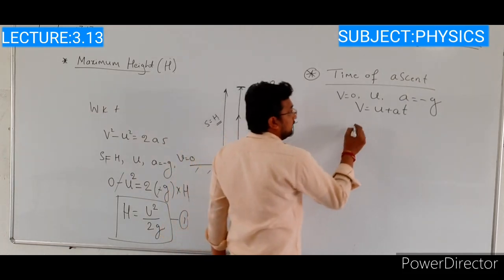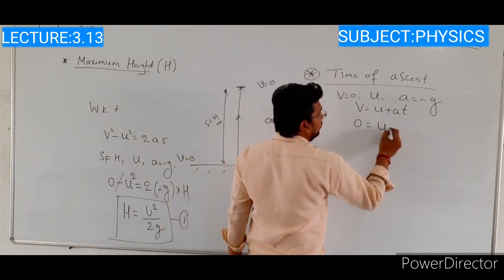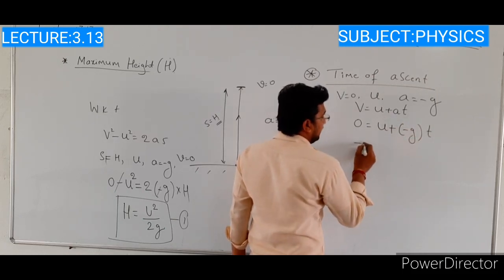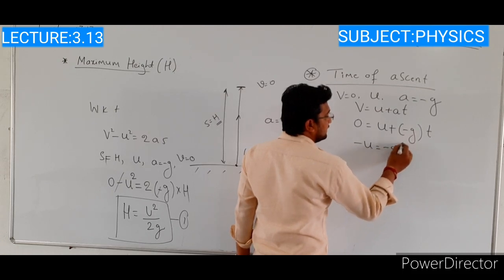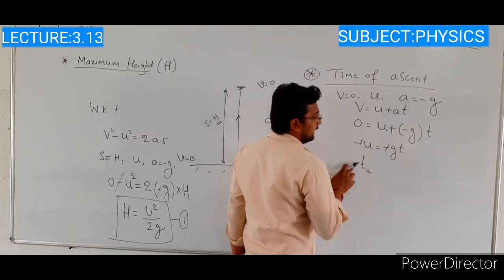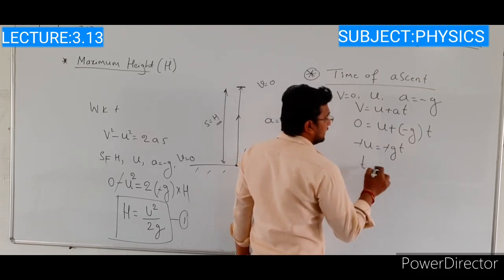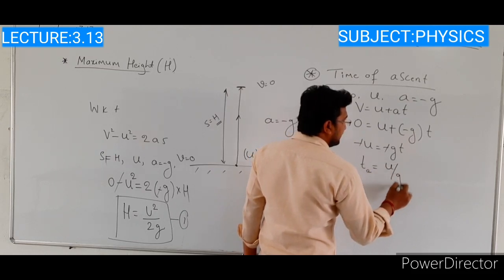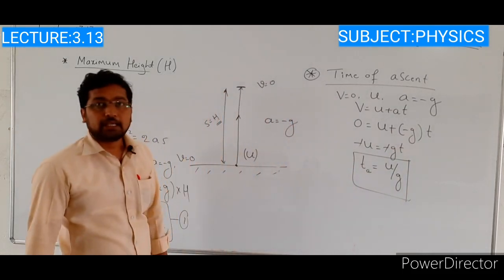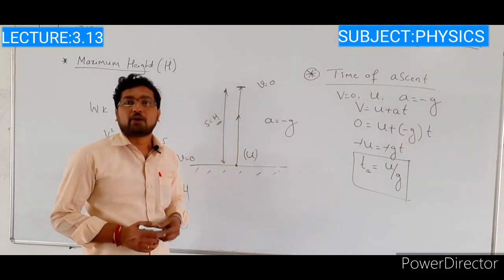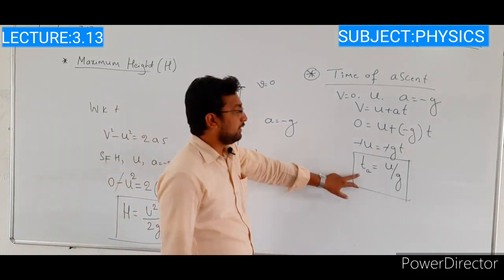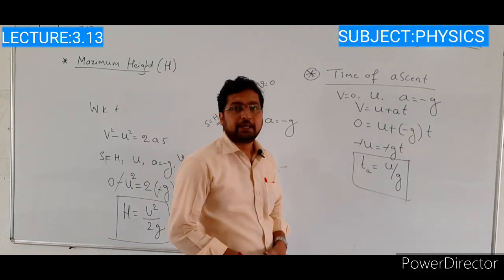So then substitute here. This is 0. This is equal to u plus a value, that is minus g, into t. So then minus u is equal to minus g into t. Minus and minus both get cancelled. Then time of ascent, here t suffix a indicates time of ascent, is equal to u by g. So here time of ascent means the time taken by object to reach the maximum position. So the time of ascent value is equal to u divided by g.